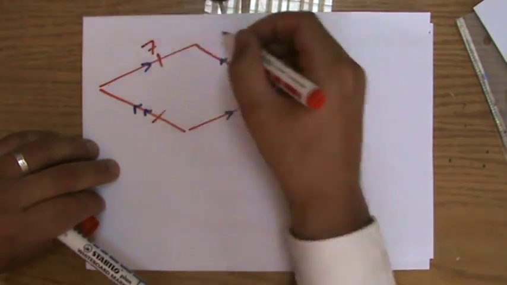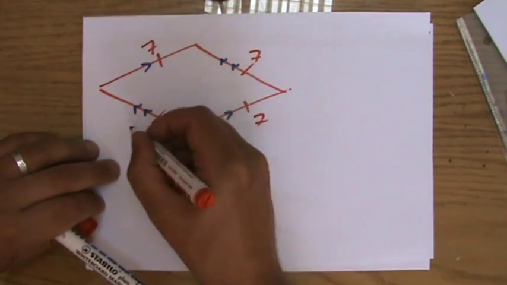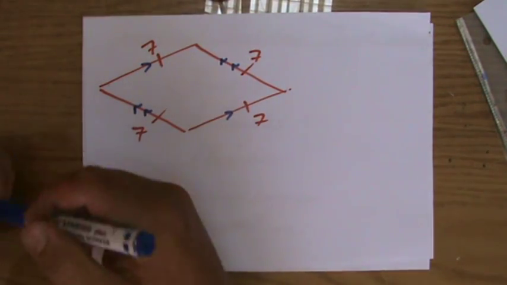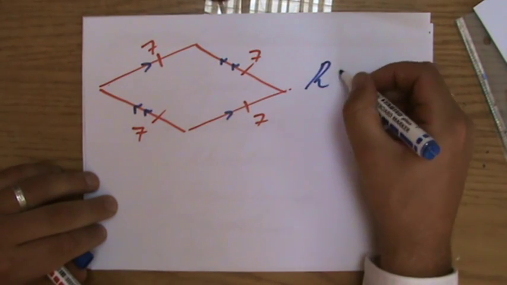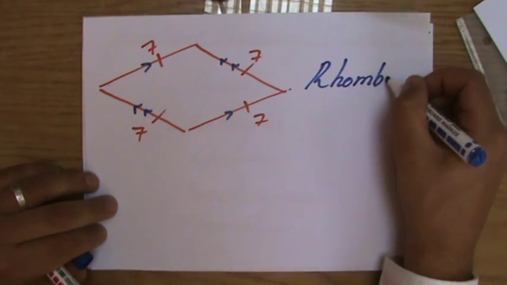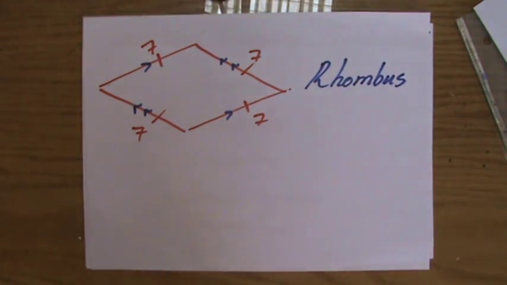So if that would be 7, that is 7, 7, 7. So I'm just going to write the word rhombus next to it, okay? Rhombus. So 2 pairs of parallel sides, and all the sides are equal in length.